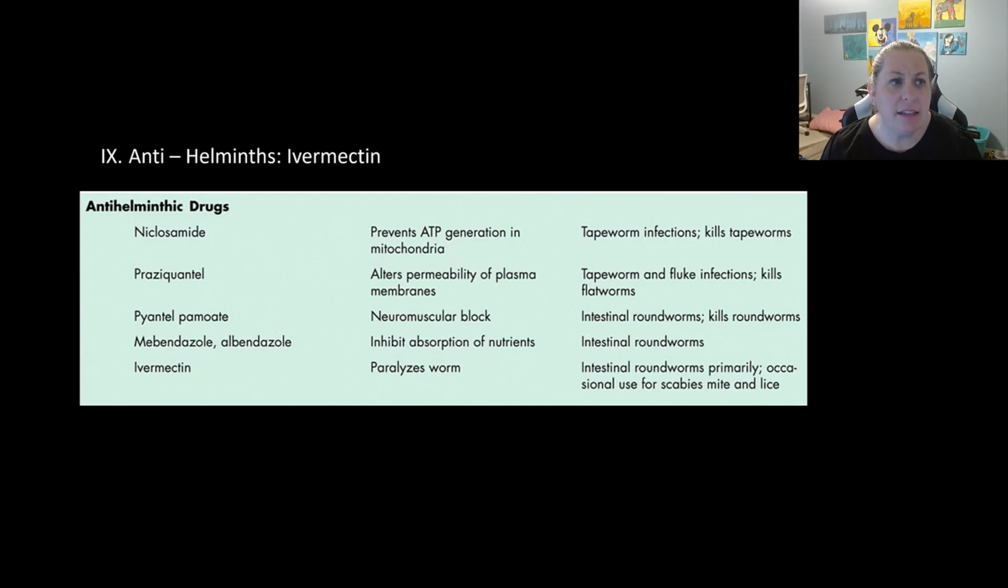The last group are the anti-helminths. The anti-helminths are going to be the ones against worms. One of the ones that we know the most about and we see used most often is ivermectin. Ivermectin actually paralyzes the worms, and this is going to help you be able to get rid of intestinal roundworms primarily. But we do see that we can use ivermectin as well for scabies mites, okay, so like bed bugs and lice. Ivermectin also has some other uses.